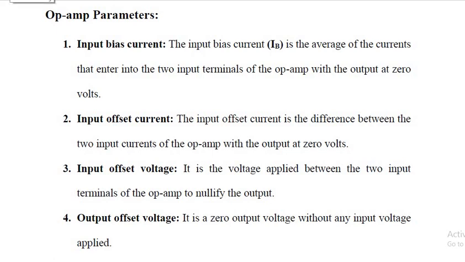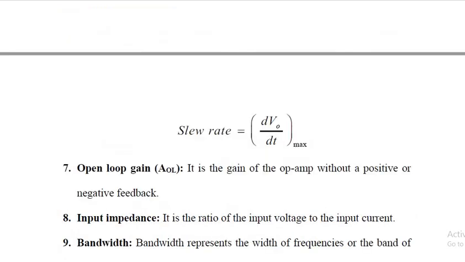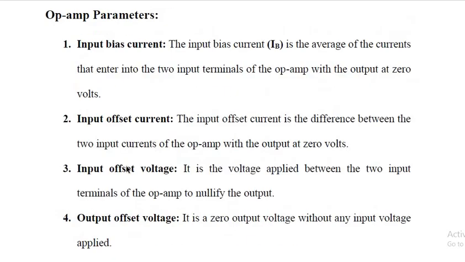Good morning students. Today we are going to discuss Opamp parameters and the concept of feedback. There are 9 Opamp parameters. They are input bias current, input offset current, input offset voltage, output offset voltage, CMRR, slew rate, open loop gain, input impedance and bandwidth. So first we shall see what is input bias current.